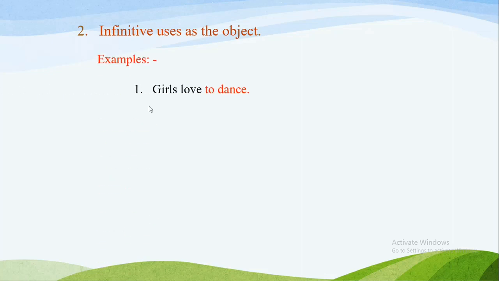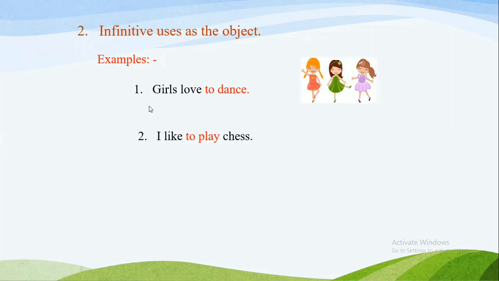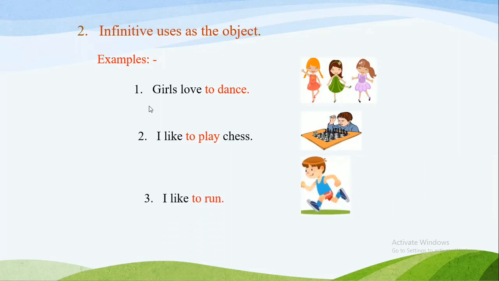Now let's see infinitive used as the object. Examples: girls love to dance. Second, I like to play chess. Third, I like to run. In these sentences, to dance, to play, to run are working as the object of the verbs love and like.